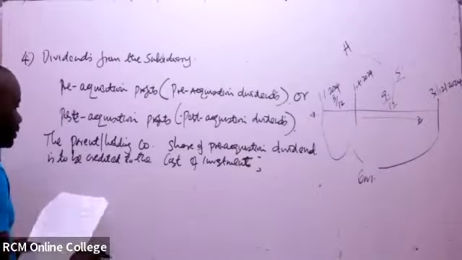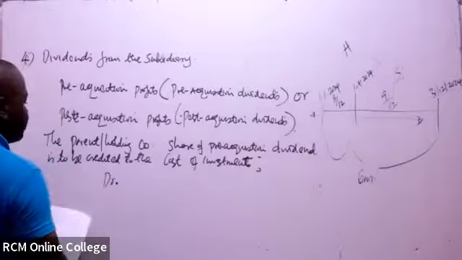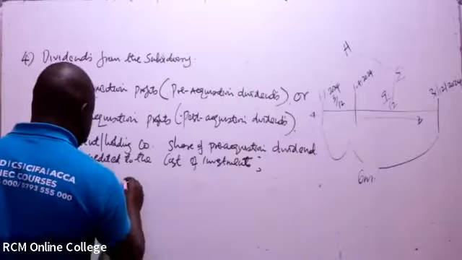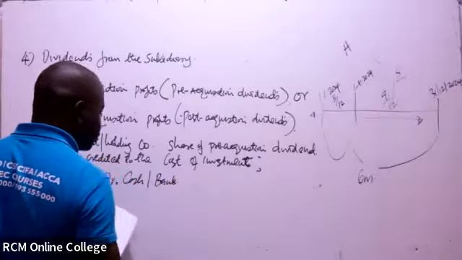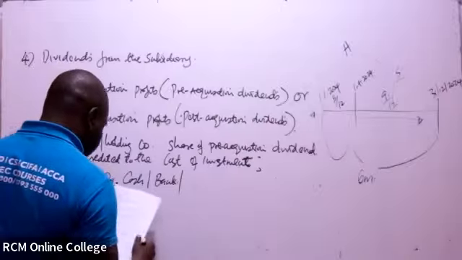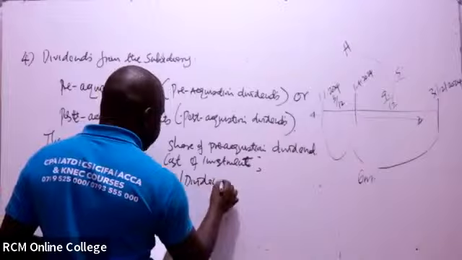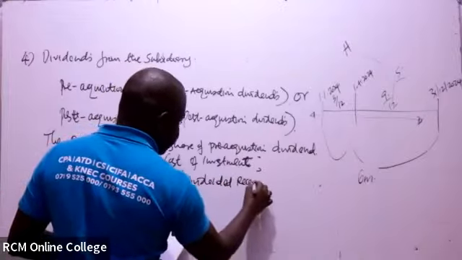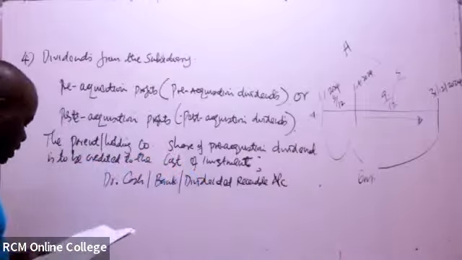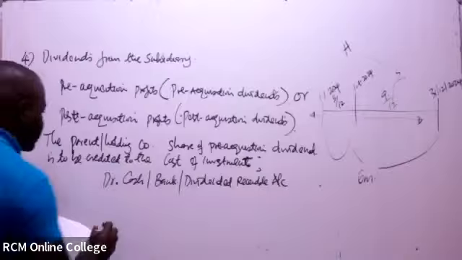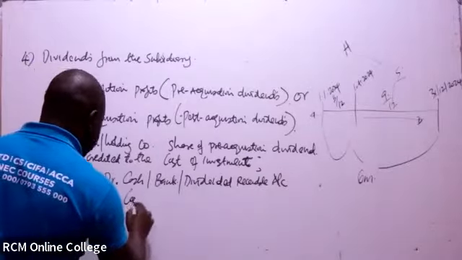When the holding company receives the dividend, they'll debit the cash or bank, that is, if it has already been paid. If it is yet to be paid, they'll debit what we call the dividend receivable account. Then they credit the cost of investment.